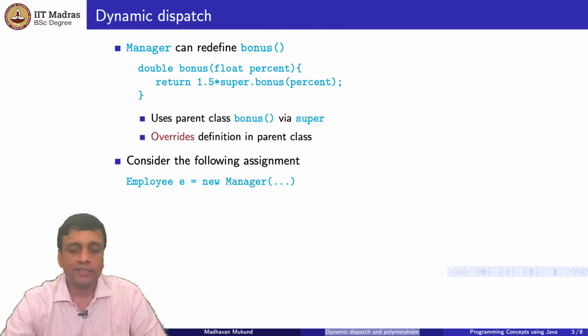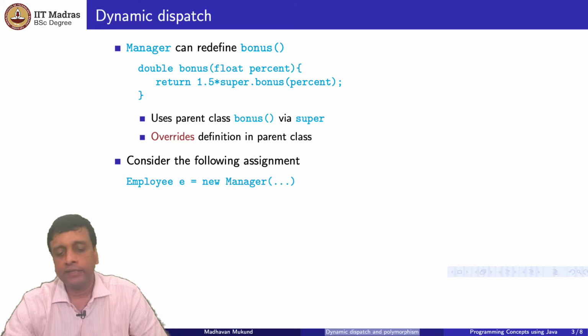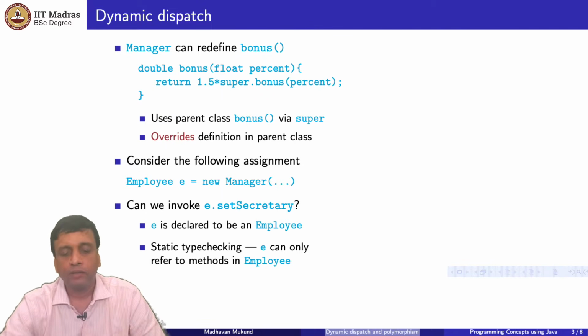So now let's look at this definition. We say employee e is a new manager, and this is legal, because every time we expect an employee, we are okay with a manager, because manager is a subtype. It's a subclass. So think of set theory: every manager is an employee. Now what about the instance variables? We know that manager has this extra instance variable which is a secretary, and it has an extra method to set the secretary name and to get the secretary name.